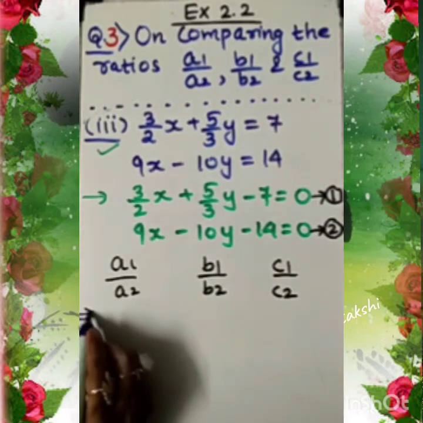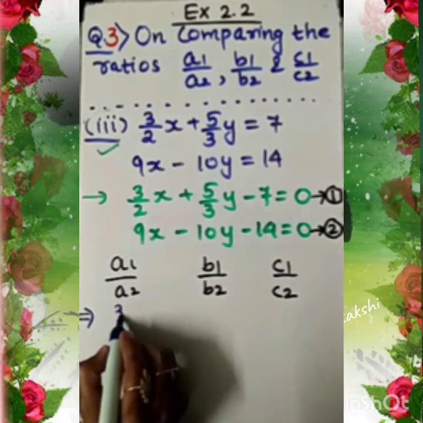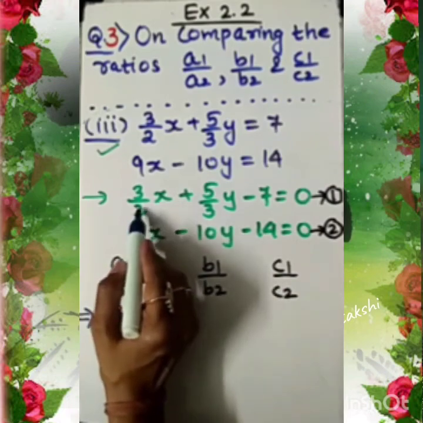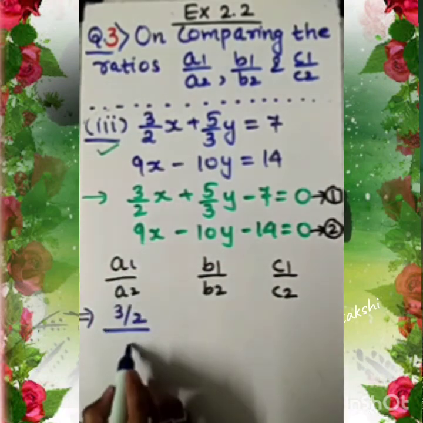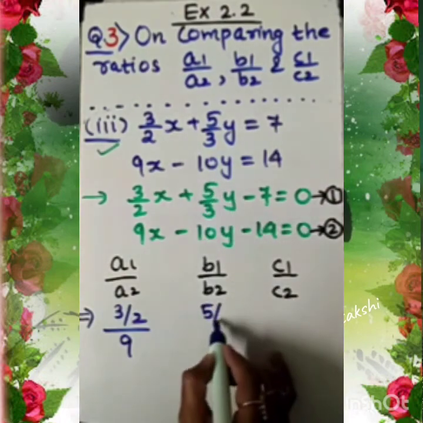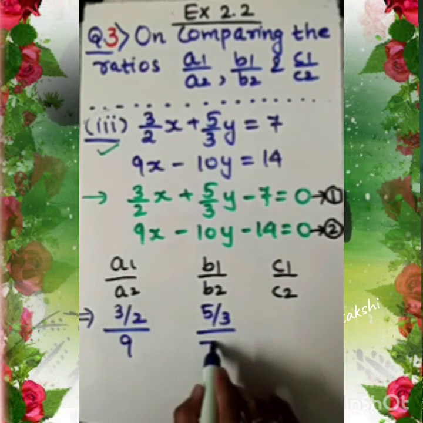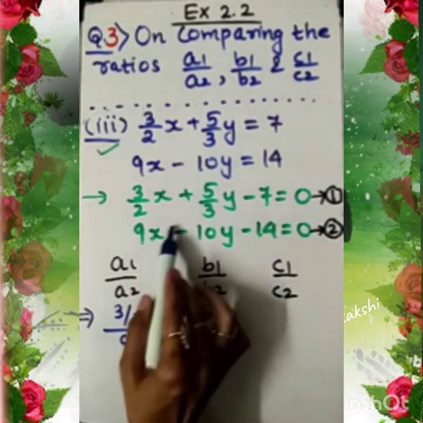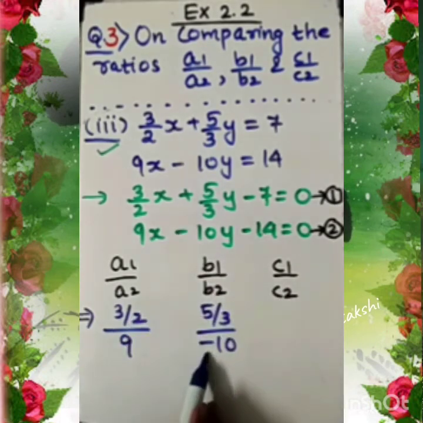Now, what is A1 by A2? Look at your screen. It is given as a fractional number, 3 by 2 in the numerator. This is the coefficient of x, and what is the coefficient of x here? That is 9. Now B1 is 5 by 3, so I am writing it in the numerator, and of course here minus 10. Dear student, don't forget to keep the sign. Sometimes you are in a hurry and you forget to keep this sign, because missing this sign creates a lot of mistakes and you will proceed towards the wrong result.